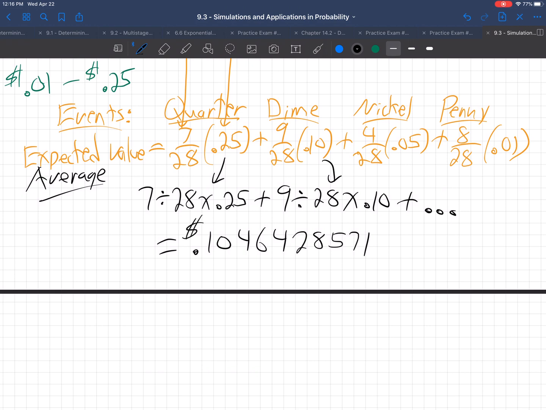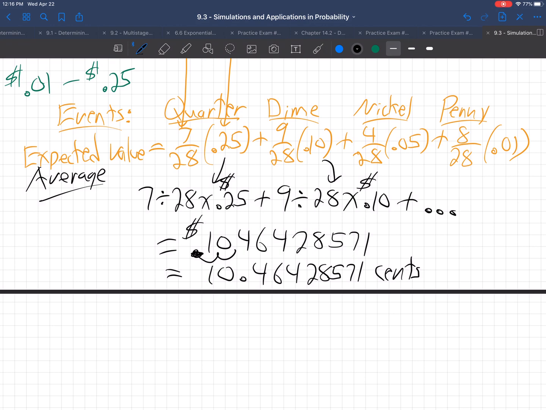Now this is dollars. How do I know this is dollars? Well, all these were in dollars, right? These were all dollars. So I've got to change it to cents. So you got to move the decimal 2 places. So it's 10.464285571 cents. Move it 2 places, right?